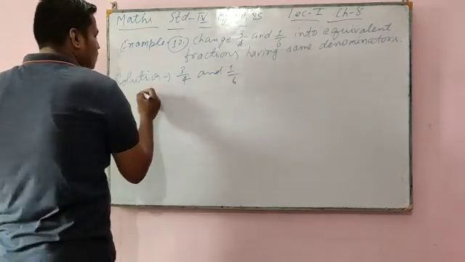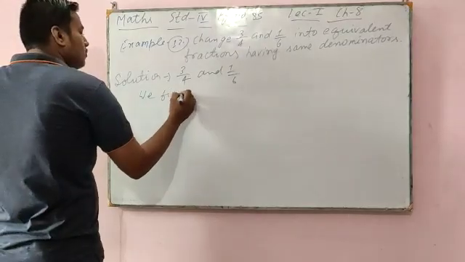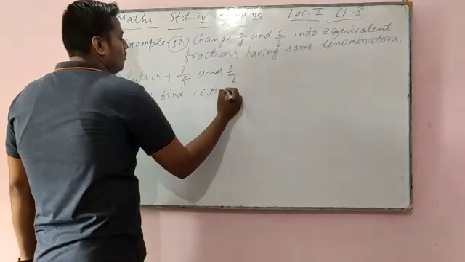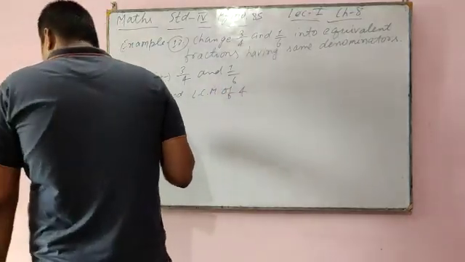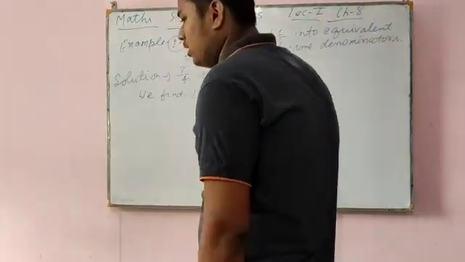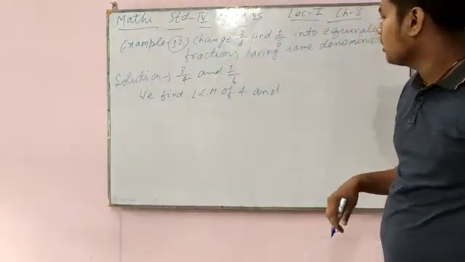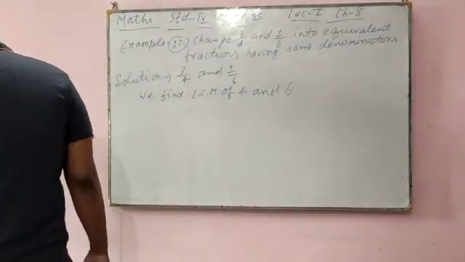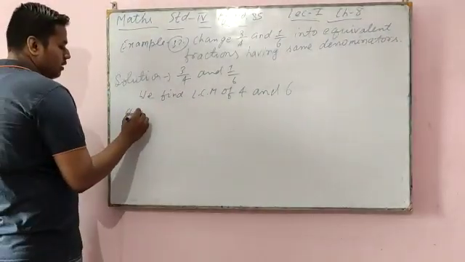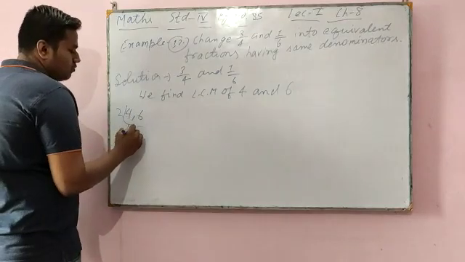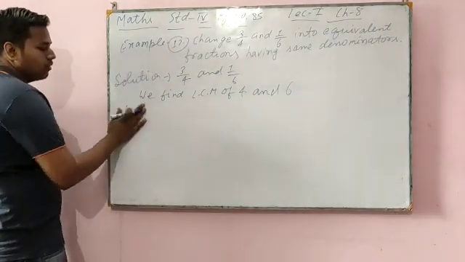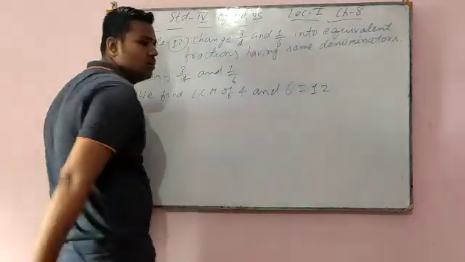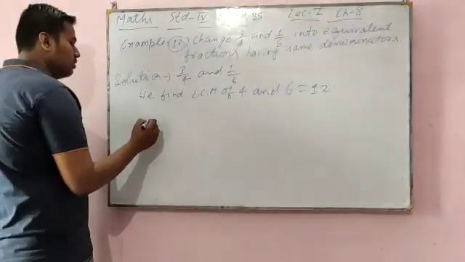So what will we do? First we will find the LCM of these denominators. So we find the LCM of 4 and 6. 2 times 2 is 4, 2 times 3 is 6, 2 into 2 is 4, 4 into 3 is 12. So the LCM of 4 and 6 is 12. So the first number is 3 by 4.